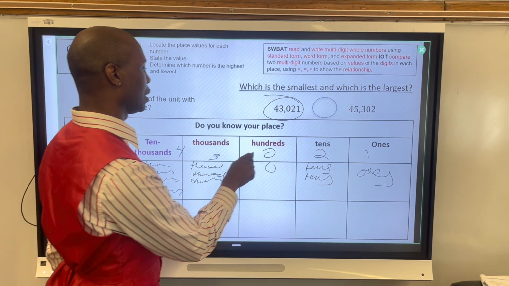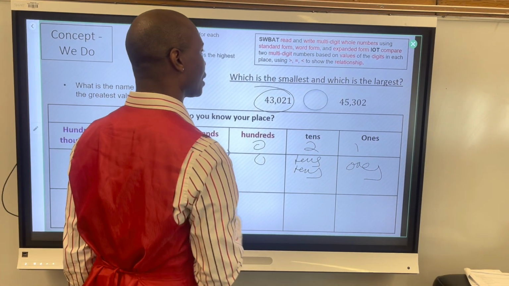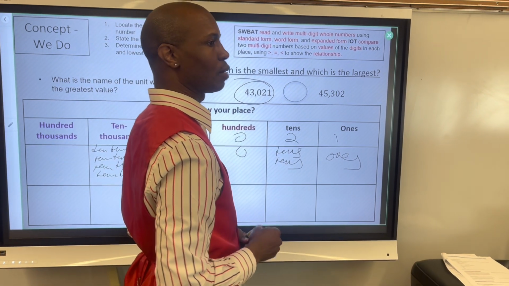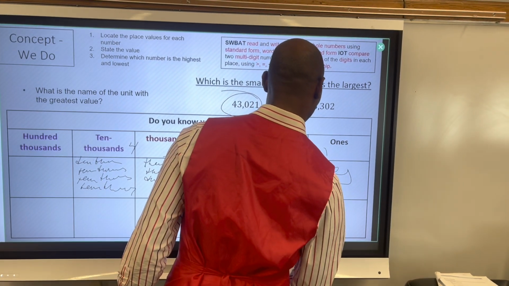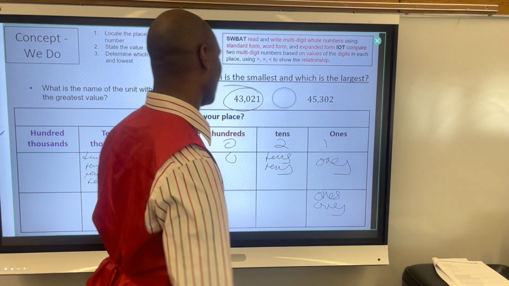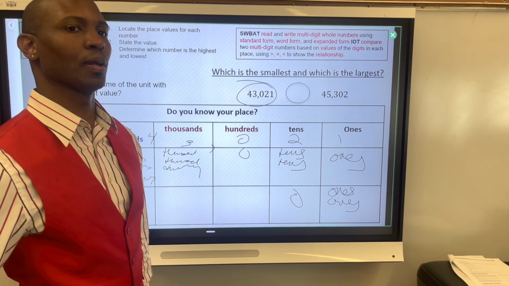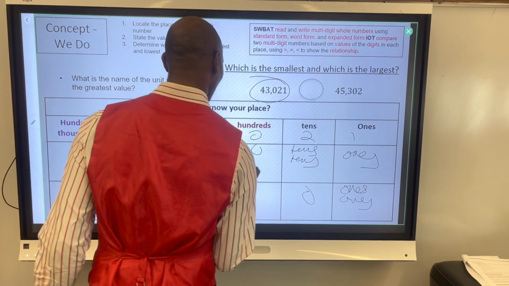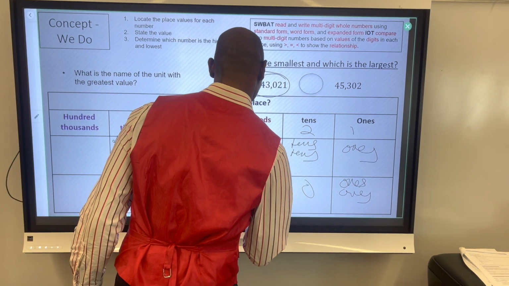So I have 43,021. I also see another set. Let's do the second set. I see a number in the ones place. How many times would I write it? 2 times. All right. I see no number in the tens place. What would I write? 0. I see a number in the hundreds place. What would I write? 3 times. 3 what? Hundreds. 3 times. Thank you. Okay.